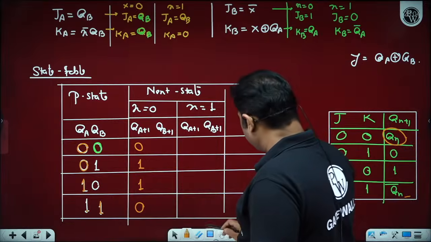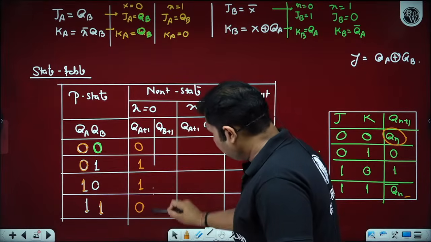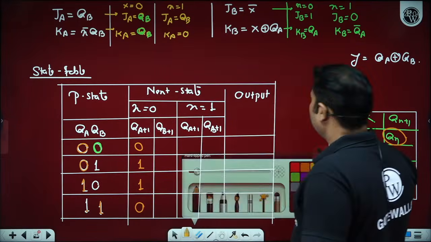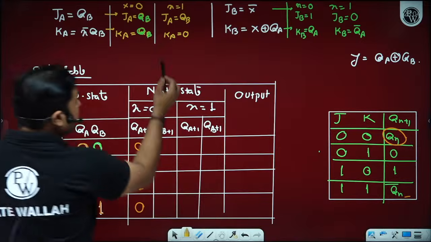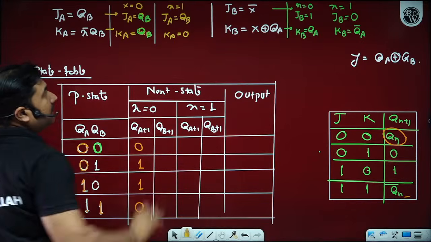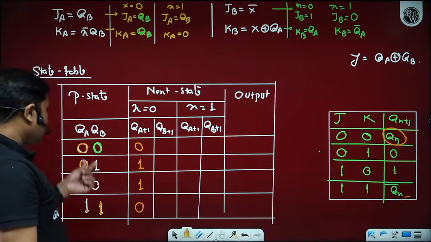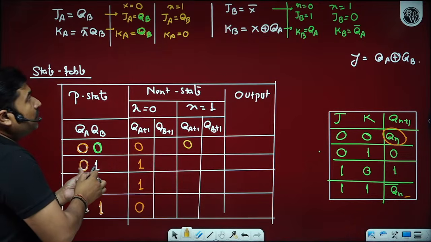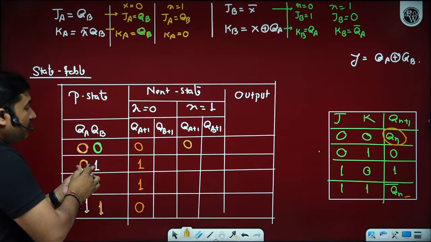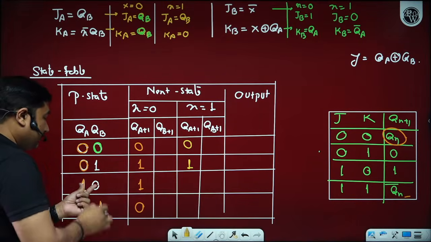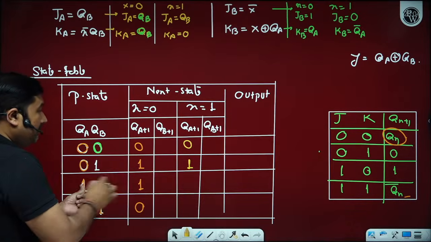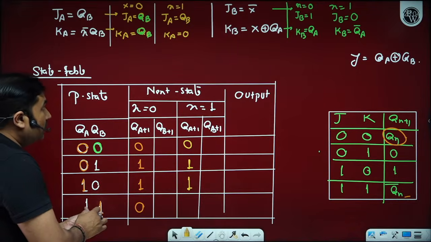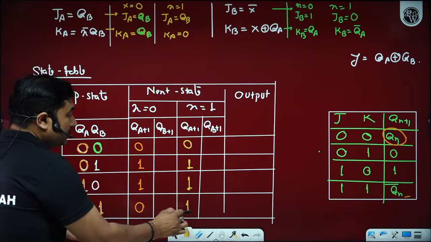Great. In the same fashion, you can find out for x is equals to 1 as well. What happened for x is equals to 1? For x is equals to 1, KA is 0 and JA is QB. So if QB is 0, then 0, 0, hold state. If QB is 1, then we are getting 1, 0. For 1, 0, it will be in the set position. For QB 0, it will remain in the hold state. And for QB 1, we are getting 1, 0, which is a set state.